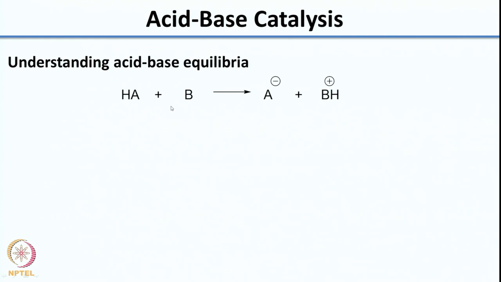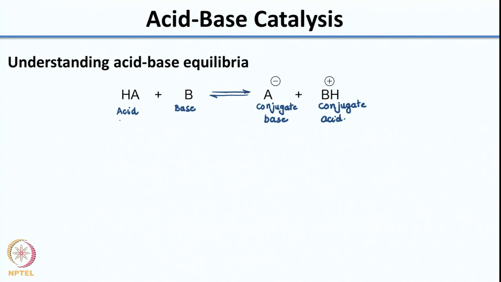So when you have HA plus B giving A minus plus BH plus, a better arrow for this would be the equilibrium arrow. So when you have an equilibria like this, this is your acid, this is your base, this is your conjugate base, and this is your conjugate acid. So you get the conjugate base by the dissociation of the acid.